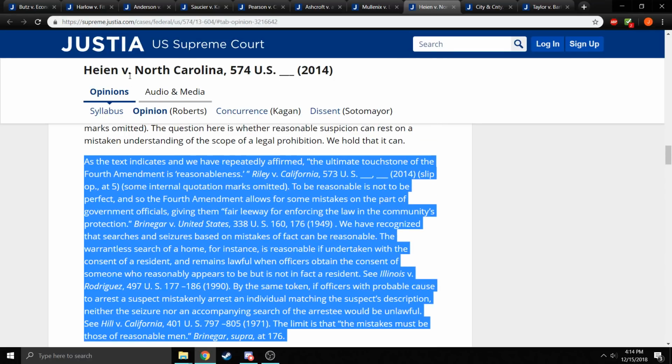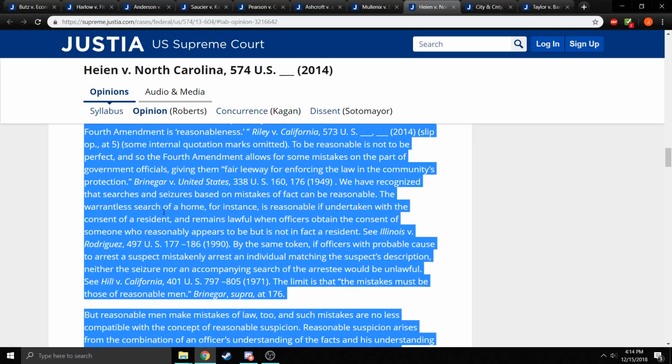Then I threw Heien in here. It's from 2014, but Heien says that the officers can be mistaken in fact or in law, as long as it's a reasonable mistake of fact or a reasonable mistake of law. As the text indicates, and we have repeatedly affirmed, the ultimate touchstone of the Fourth Amendment is reasonableness. To be reasonable is not to be perfect, and so the Fourth Amendment allows for some mistakes on the part of government officials, giving them fair leeway for enforcing the law in the community's protection. We have recognized that searches and seizures based on mistakes of fact can be reasonable.